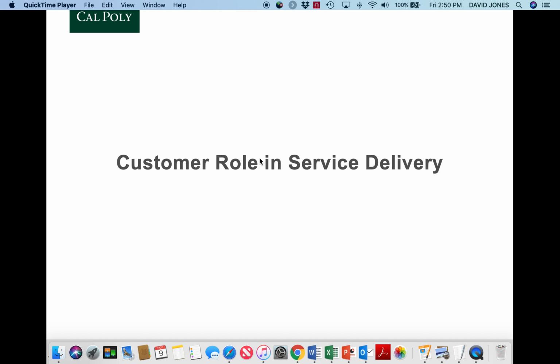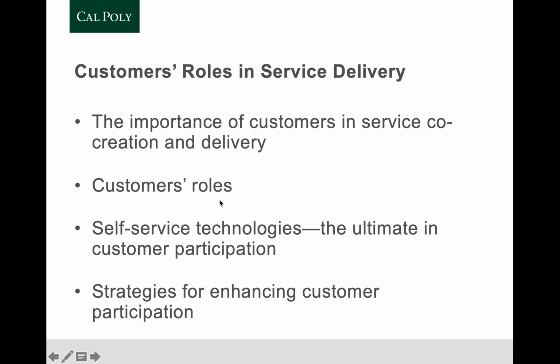Hello, this is part two of the discussion on Gap 3. We've been talking up till now about the role of the employee in the process and the human resource elements related to that. But the other part of Gap 3 is the customer role. So let's have some discussion about customer role involved here.